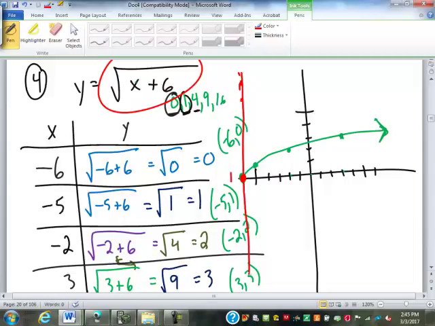than -6. That's what we call an asymptote. An asymptote is a limiting factor on the graph. The graph cannot go past that point or through that line. And this graph has an asymptote.